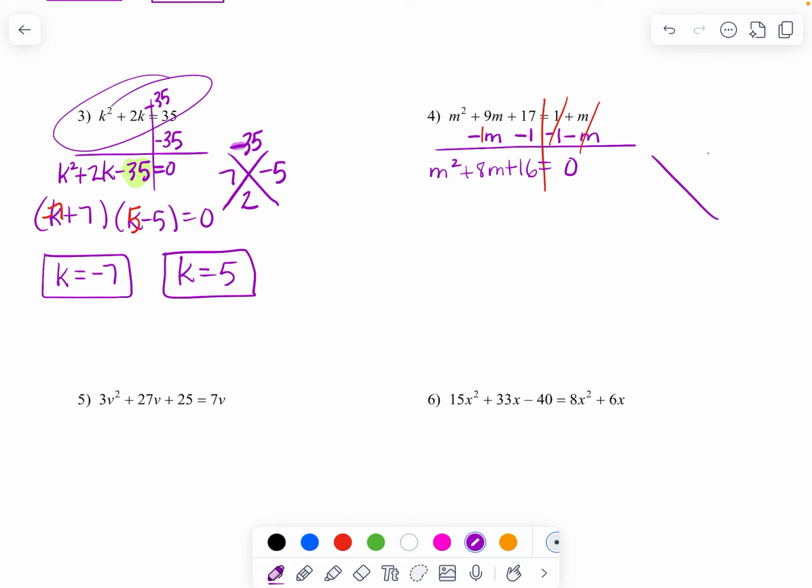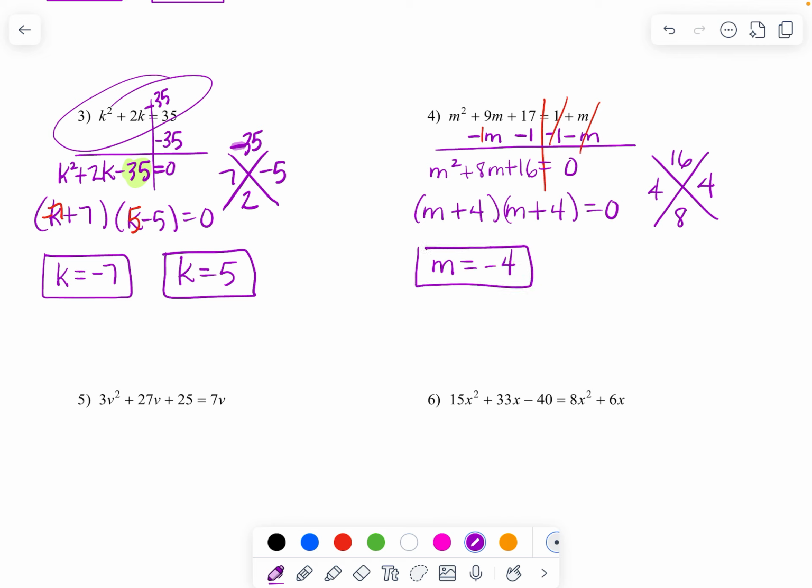We can now factor. We get a 16 at the top and 8 at the bottom. The numbers that multiply to 16 and add to 8 are 4 and 4. When we put those in parentheses, we get m plus 4 and another m plus 4 equals 0. Now this hasn't happened before where both answers are the same. Our first parenthesis, we get a negative 4, and our second parenthesis, we also get a negative 4.